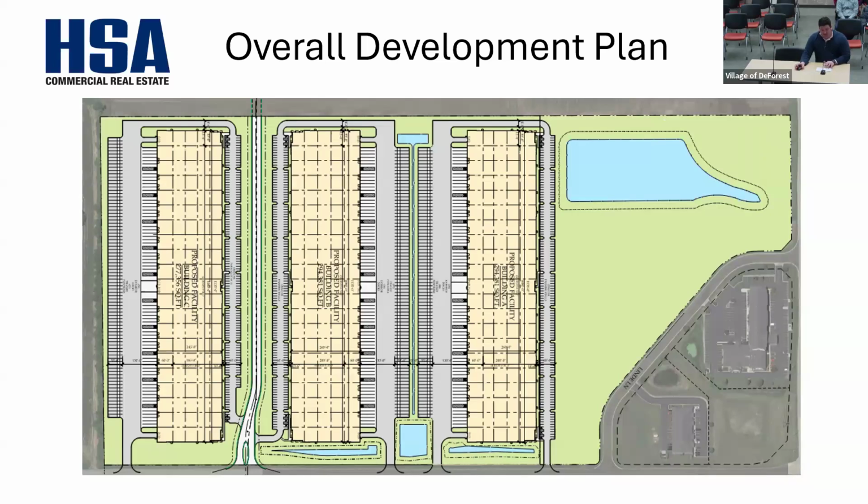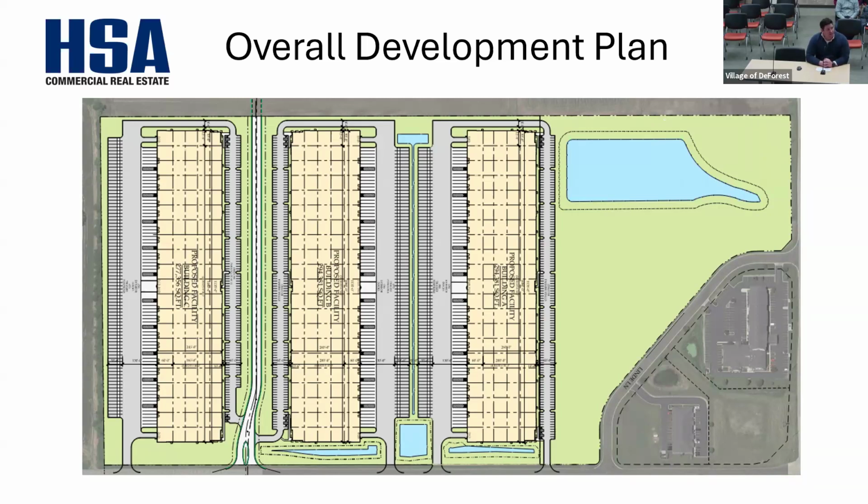Here's the concept overall development plan we have. The northern two buildings, which are plan right, come in at about 295,000 square feet, and the building south of the Cape Parkway extension is a little under 280,000. These are 32-foot clear buildings.